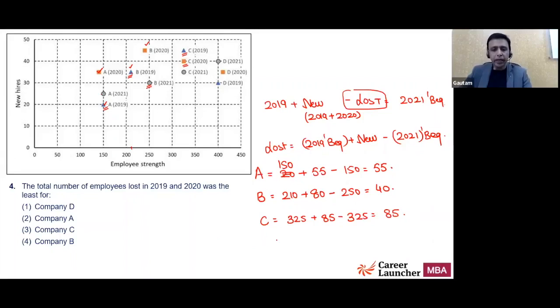And company D, employees in 2019 was 400. New hires for 2 years would be 30 plus 35, that would be 65. At the end again was 400, so 65. That gives you the figures of the total people lost or left the company in 19 and 20. Because they are asking for the least of all of them, we can easily make out now that the least has to be in case of company B.